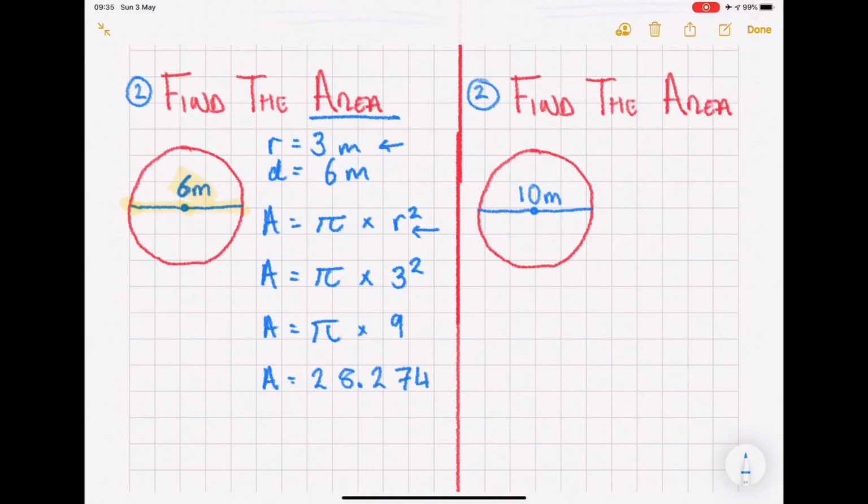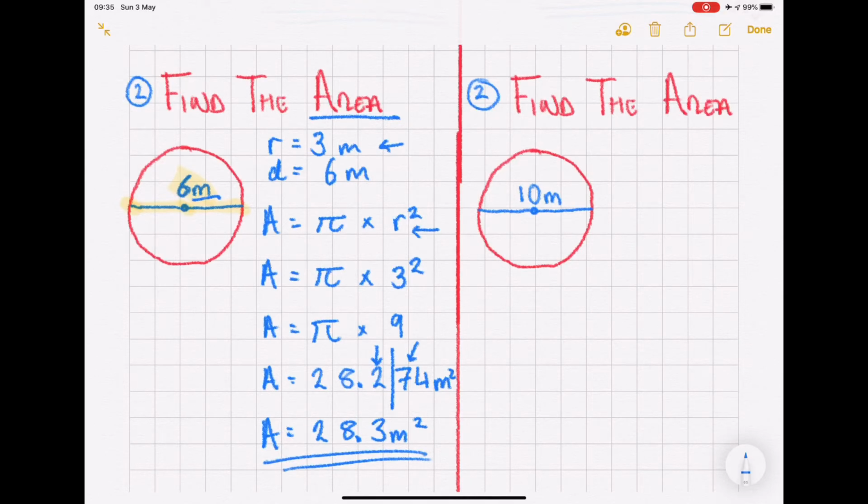28.274 metres squared, because it's area, so it must be squared, and we're working in metres because we can see up there. Okay? And like everything in this lesson, we're working to one decimal place. So we look at this number here, see if that's 5 or larger. Yes, it is. So we round this number up. So the area to one decimal place is 28.3 metres squared. And that's our final answer.